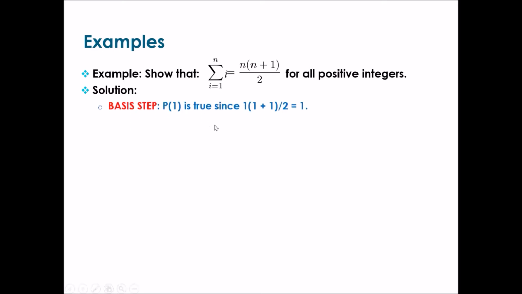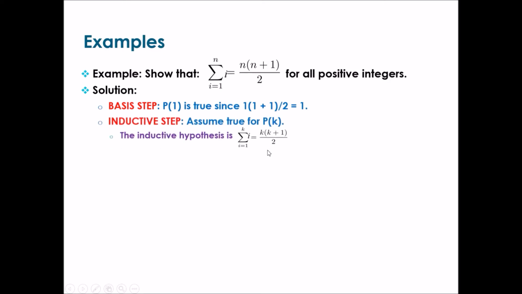Basis step: P1 is true because 1 into 1 plus 1 divided by 2 is equal to 1. 1 is equal to 1, that means P1 is true. Inductive step: assume that Pk is true.